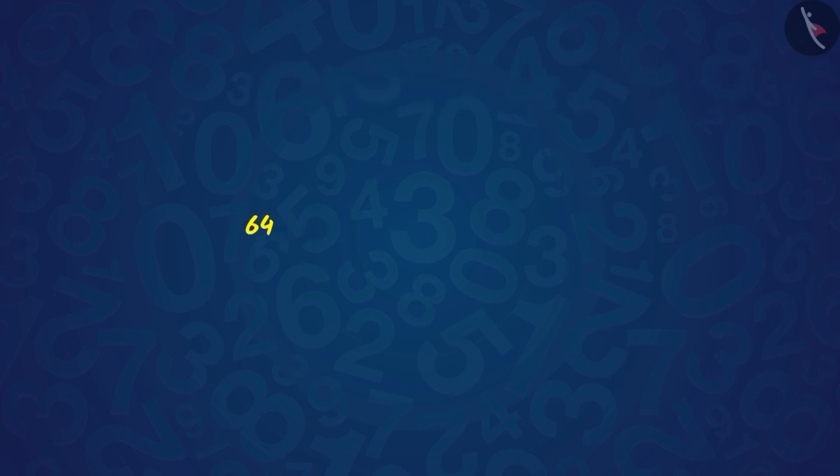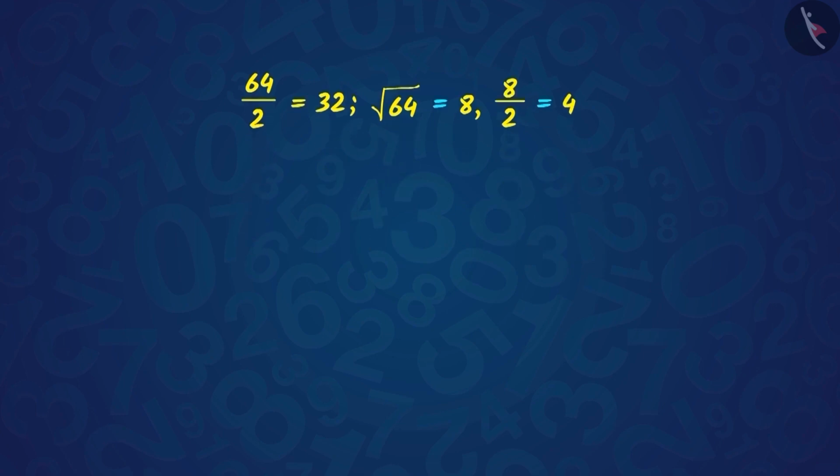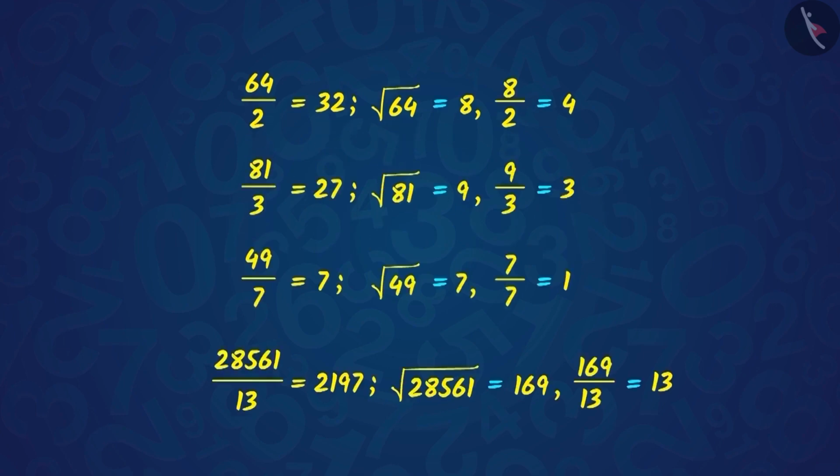Let's divide the number 64 by 2. We get 32 as the answer. Can you guess the square root of 64? Absolutely right. It is 8. Is 8 divisible by 2? Yes. If 8 is divided by 2, we get 4 as the answer. If we continue to do the same with other numbers, what do you observe?